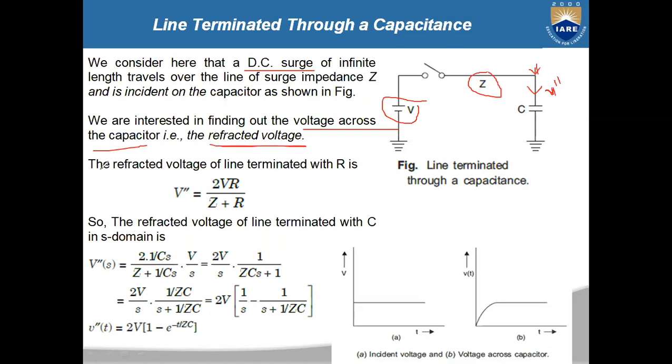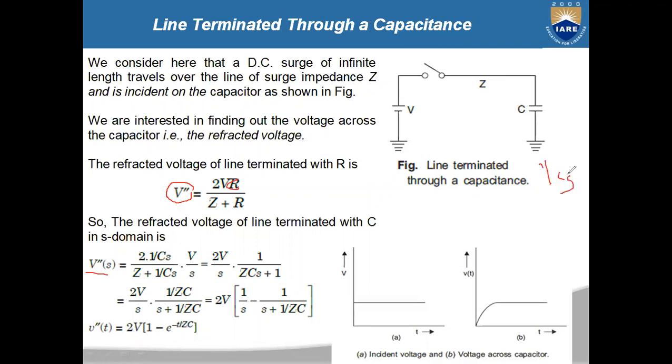Okay, so now the refracted voltage of a line which is terminated by resistance: when the line is terminated with resistance, the refracted voltage we derived is this one, V double dash is equal to 2VR by Z plus R. Okay, so now in place of R you are going to take C here, that resistance is replaced by capacitance. So while deriving for the capacitance or inductance cases, you take the S domain. The refracted voltage of the line terminated with C in S domain can be written as V double dash S, and 2 into, in place of R, C in S domain you can write 1 by CS.